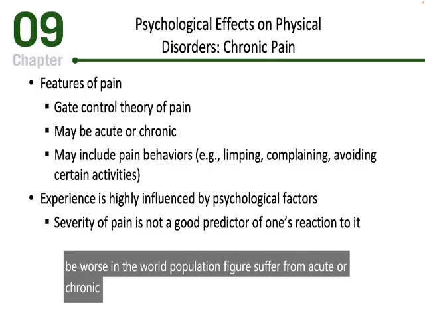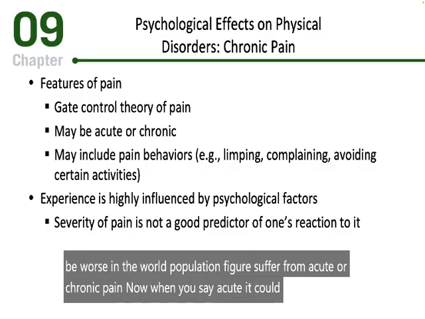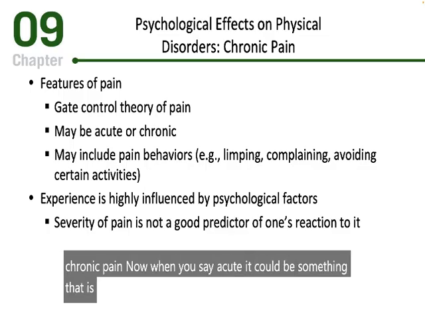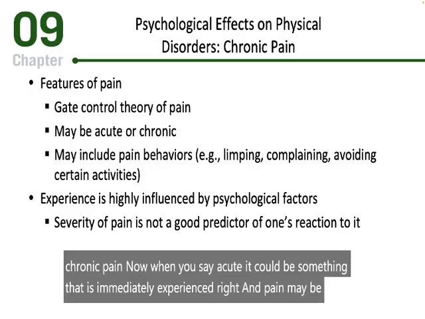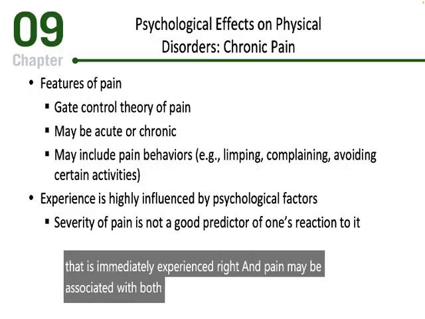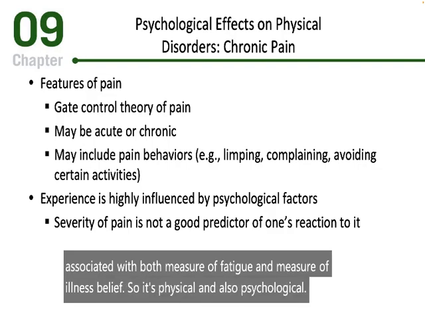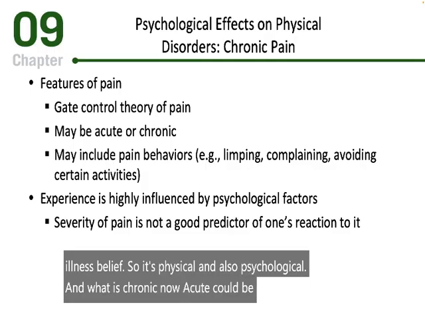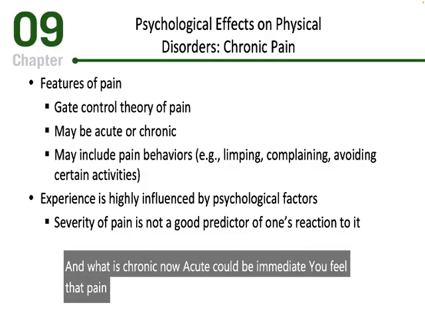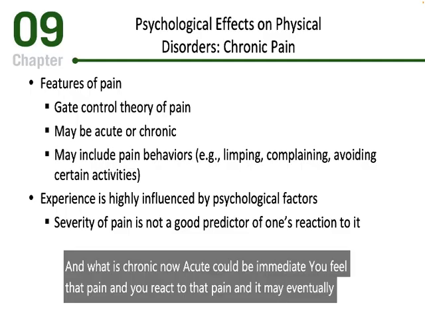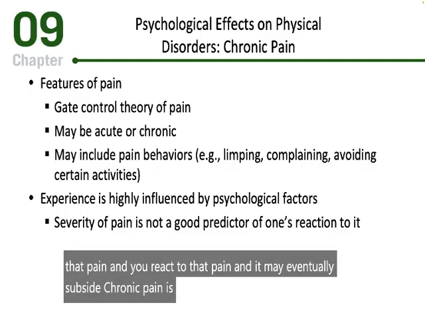Now, when you say acute, it could be something that is immediately experienced, right? And pain may be associated with both measures of fatigue and measures of illness belief. So it's physical and also psychological. And what is chronic? Acute could be immediate. You feel that pain and you react to that pain, and it may eventually subside. Chronic pain is more prolonged, right?